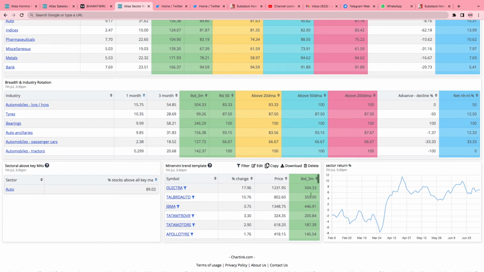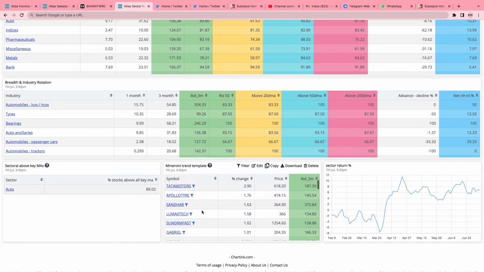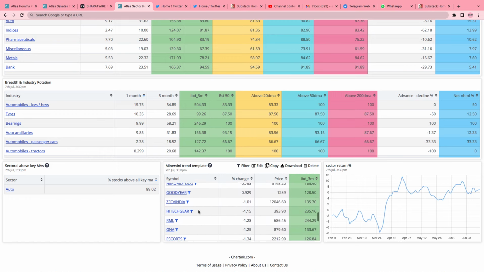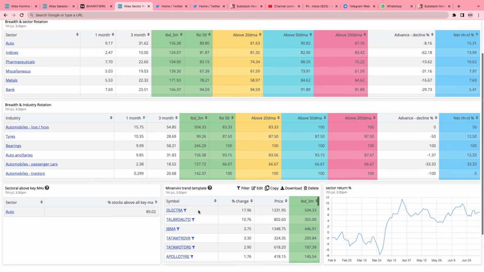So here you see the 3-month relative strength, which is the highest? Olectra, because Olectra is a very strong stock right now. Talbros Auto, JBM, Tata Motors, Apollo, Lumax, Sundaram, Jay Bharat, M&M, Minda Corp. So now it will tell you these are the strongest in that sector.